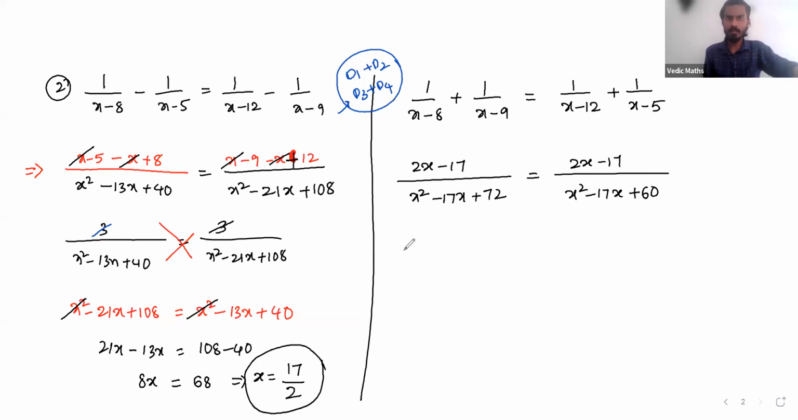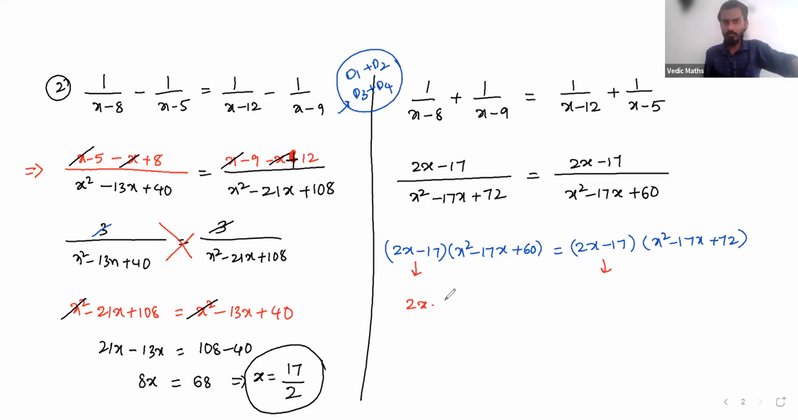Okay, by the cross multiplication, (2x minus 17) into (x square minus 17x plus 6) equals 27 minus 17. Okay, so x square minus 17x plus 72 we are getting. Suppose if you make this value 0, then both sides will be satisfied. So the common term, whatever will be there, we can take that value as 0. Then x is equal to 17 upon the same value we are getting. So that is the important.